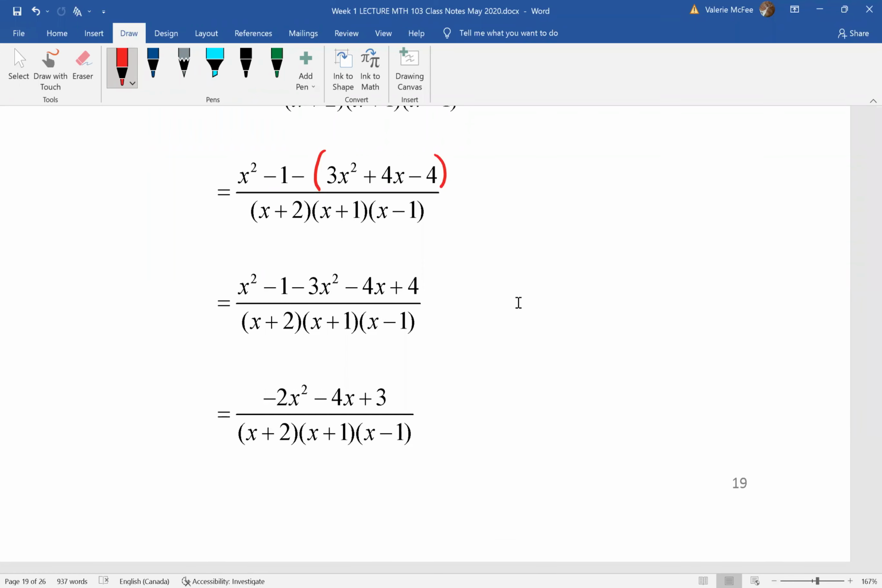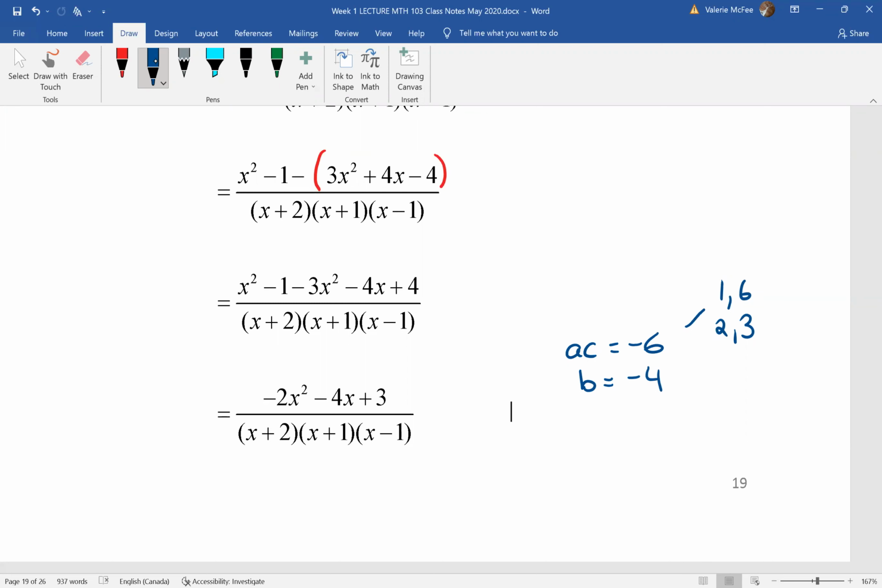So when we open the brackets, we have minus 3x squared minus 4x plus 4, which simplifies in the numerator to negative 2x squared minus 4x plus 3. Now, if you think about factoring that trinomial in the numerator, we have a times c, which is negative 6, and b, negative 4. There are no factors of 6 that are going to add or subtract to 4. So I know this trinomial can't be factored any further. This is as simplified as it comes.